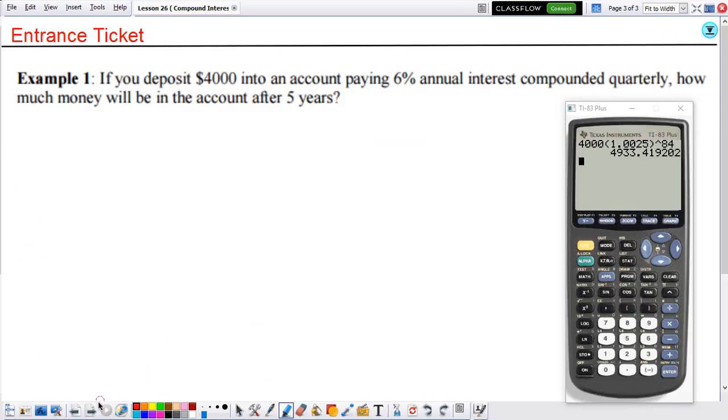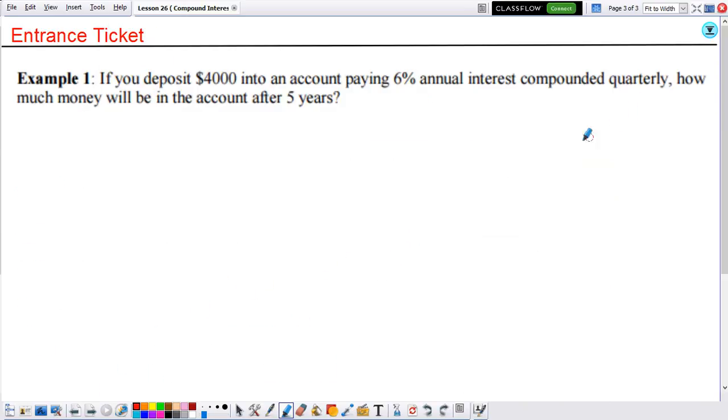So now, here's your entrance ticket. Solve the following. Find the future value for the following compound interest problem.